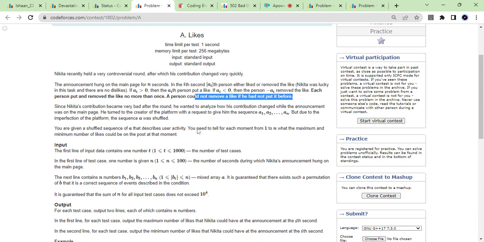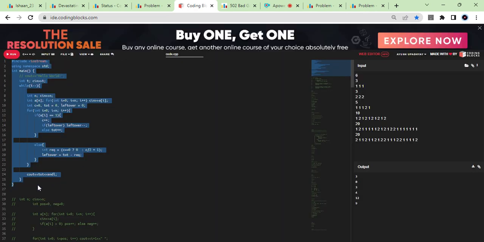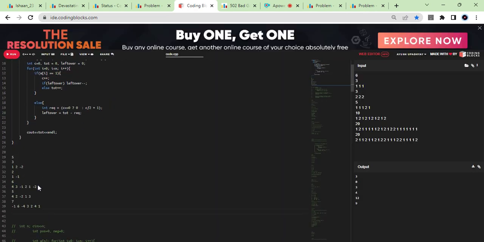So you are analyzing this series of events as a time frame. You want to calculate at a particular ith time what is the maximum number of likes which you can have, and what is the minimum number of likes that you can have. So now let's move towards the test cases. We'll discuss this and then code. Not much to do, but yeah.